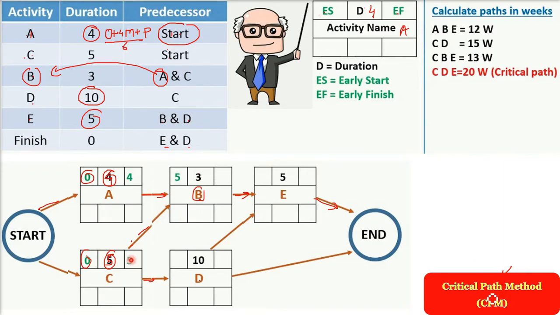Next is the critical path. See, we'll start with A, B, E. A, B and E. Now you just see the duration 4 plus 3 plus 5. What is the number? 12. 12 weeks, or days you can say. Now CD, 5 plus 10, 15. CBE, how many? 5, 3, 5. It's going to be 13. CDE, this is 5, 10, 5, which is going to be 20. Now which one is the highest? 20 is the highest. So this is the critical path. CD is the critical path.